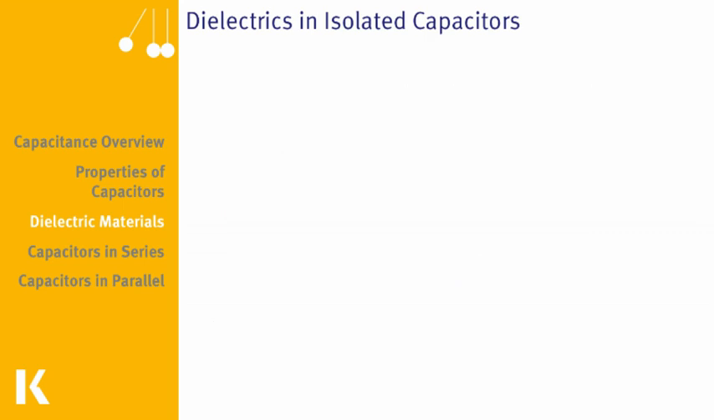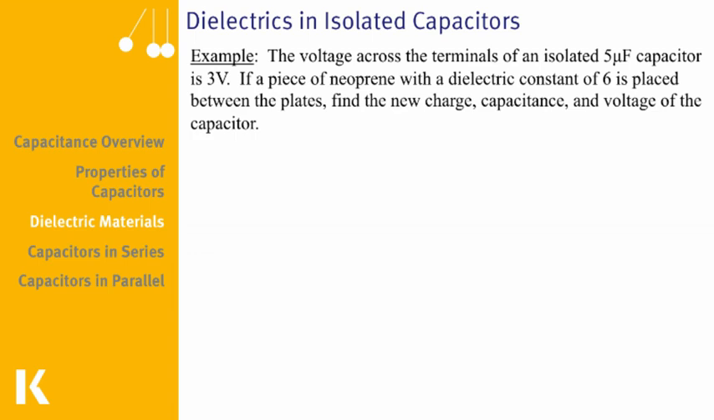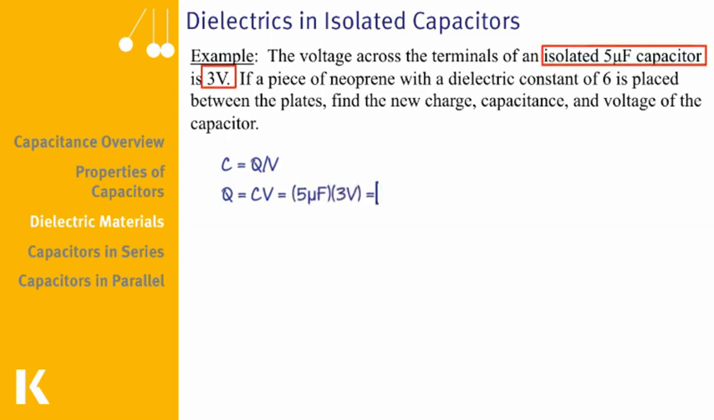Okay, let's try another example now. Again, we are asked to calculate the charge, capacitance, and voltage across the plates of a capacitor. However, this time the capacitor is isolated, or disconnected from the circuit. Still, we're going to use the same capacitance equation. Rearranging to solve for Q and substituting in the given values of capacitance and voltage will yield 15 microcoulombs as the charge. Remember, this quantity will be constant, so the charge will be the same before and after the dielectric is added in.